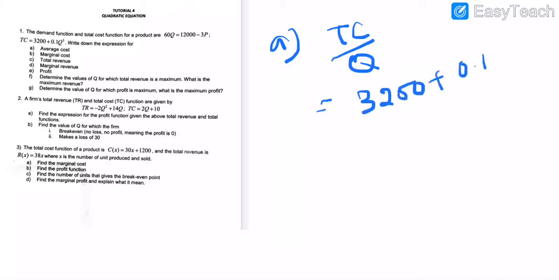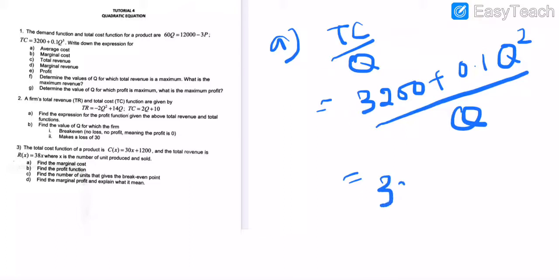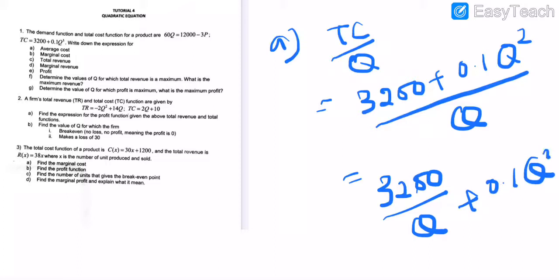So average cost is total cost divided by the quantity. Okay, so 3200 plus 0.1 q power of 3 divided by q. So your answer will be 3200 divided by q plus 0.1 q power of 2. Okay, so this is the average cost.